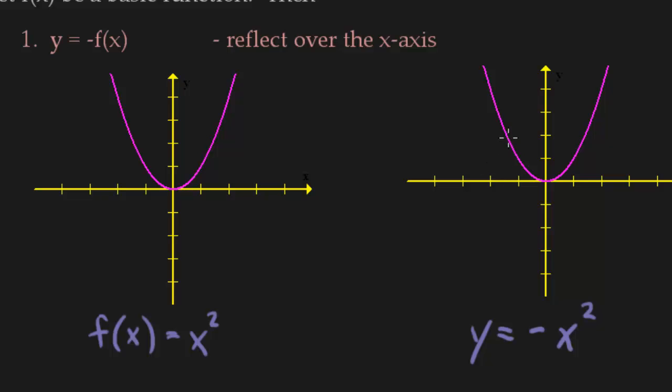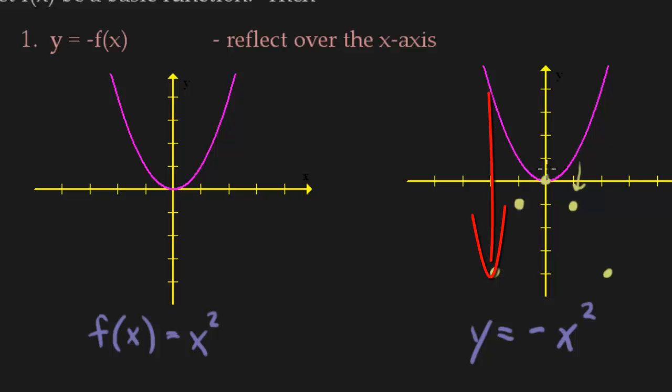So any y value that's positive is now negative. Any y value that was negative now goes positive. So (0, 0) still stays (0, 0). But now (1, 1) becomes (1, negative 1). The y value just goes down. (2, 4) now becomes (2, negative 4). I'm sorry, (negative 1, 1) is now (negative 1, negative 1). And then (negative 2, negative 4).